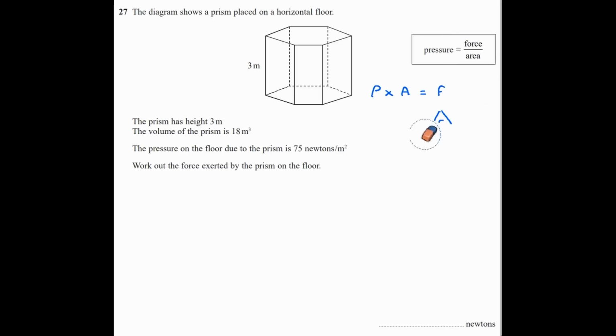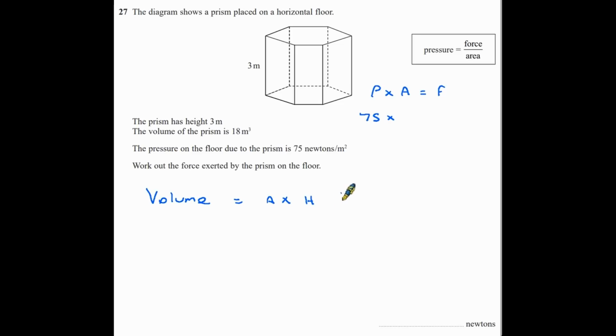Now, if the force, which is what we are looking for, is pressure times area, we need the two values. We know the pressure. The pressure is 75 newtons per square meter. We need the area of the base of the prism. Now, to do this, we need to look at another formula and kind of run it backwards. Because if we were to work out the volume of a prism, the volume is worked out by looking at the front area and multiplying it by the height.